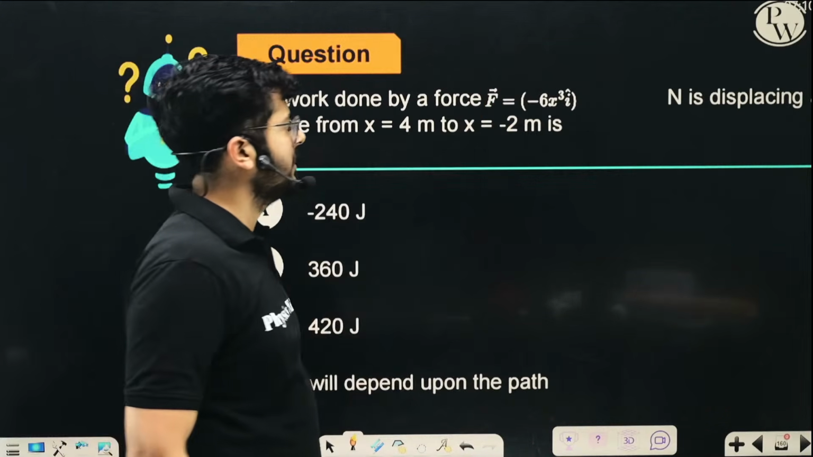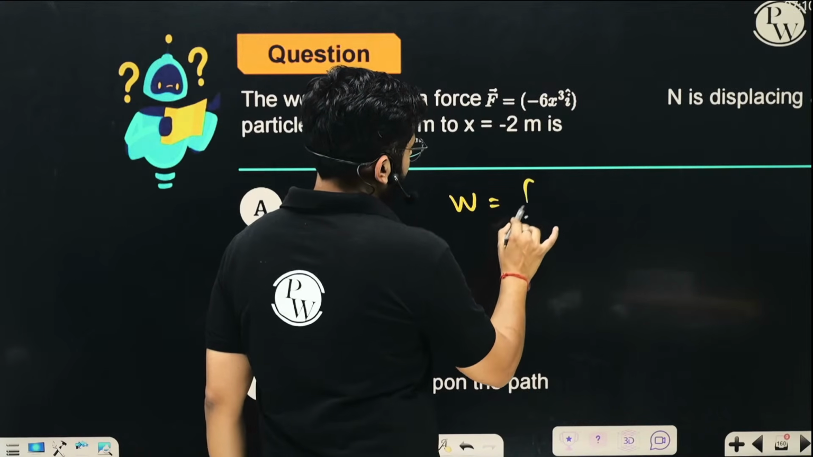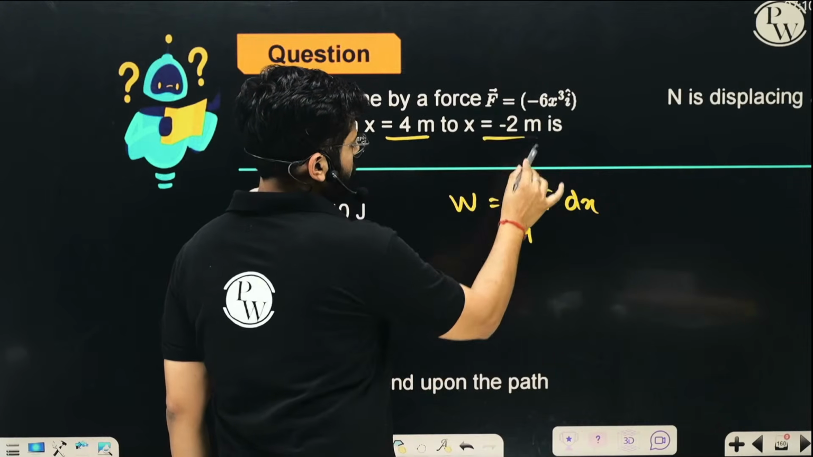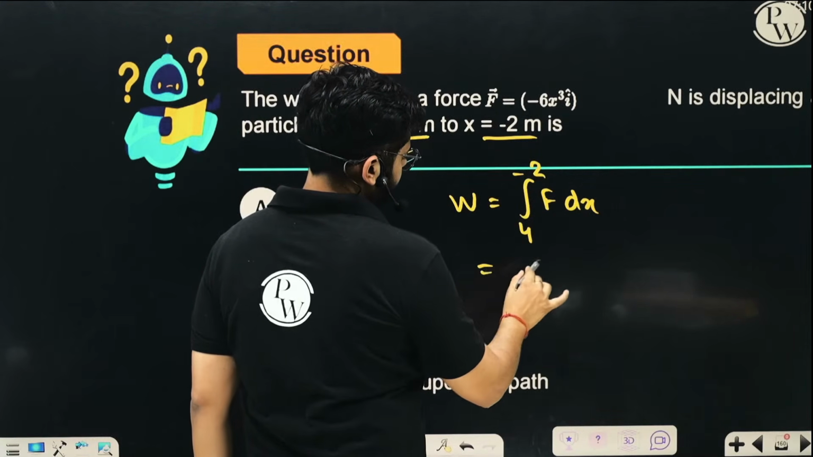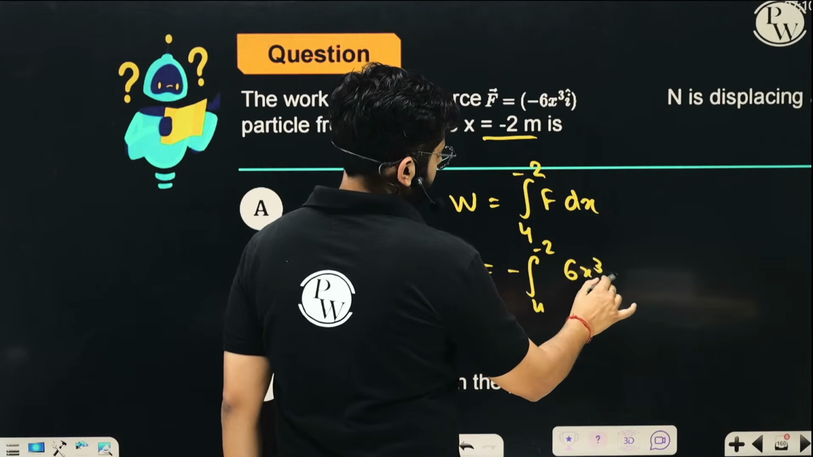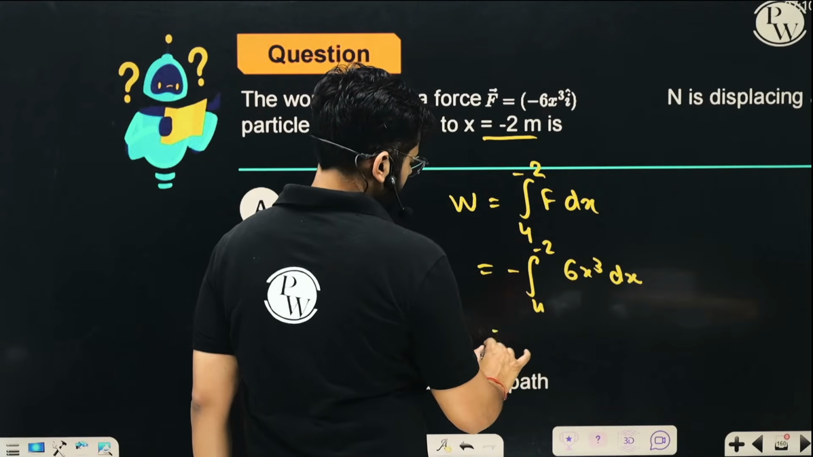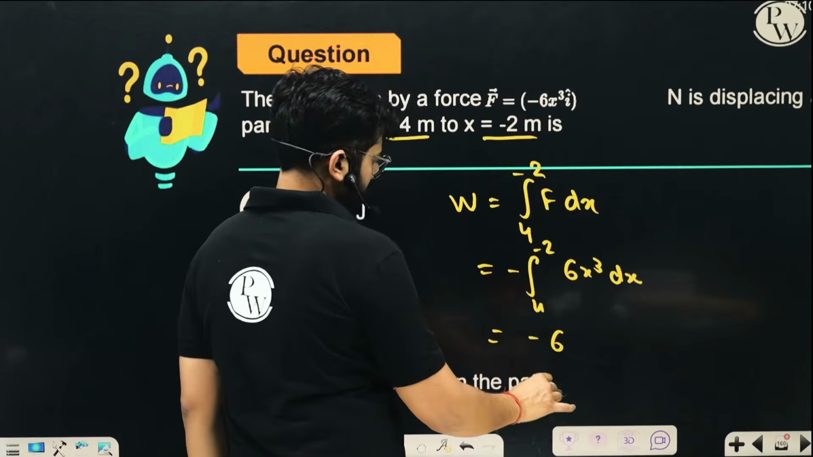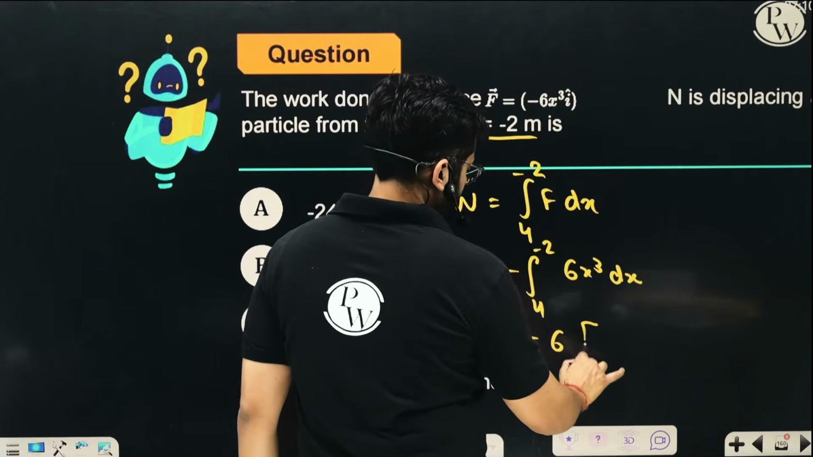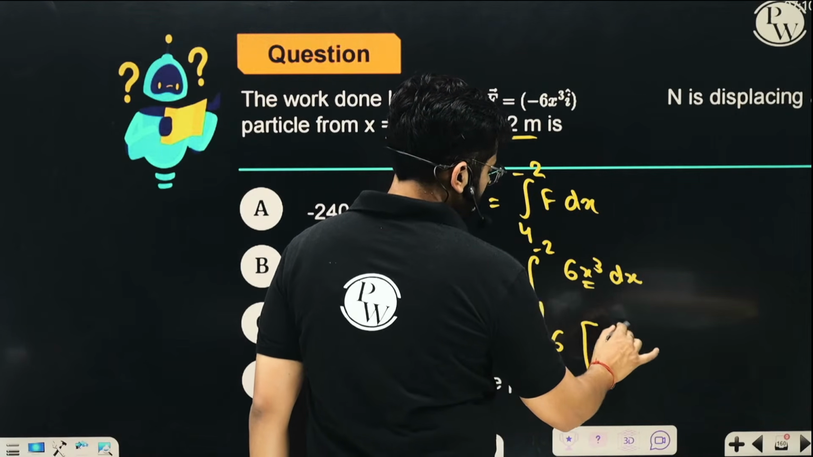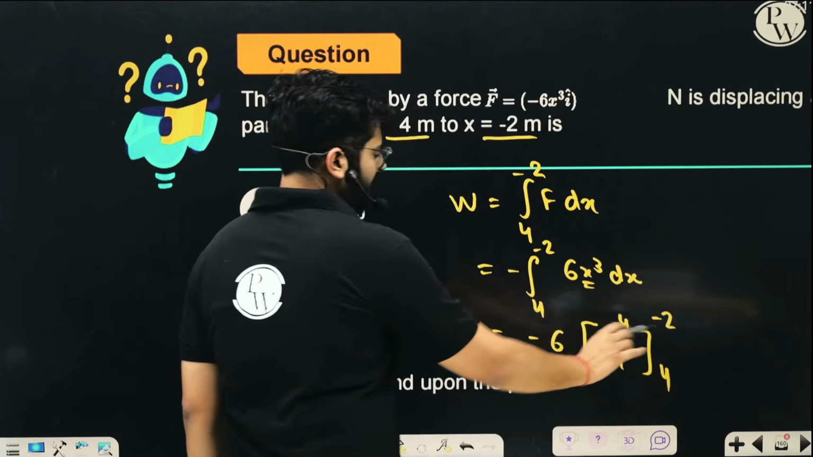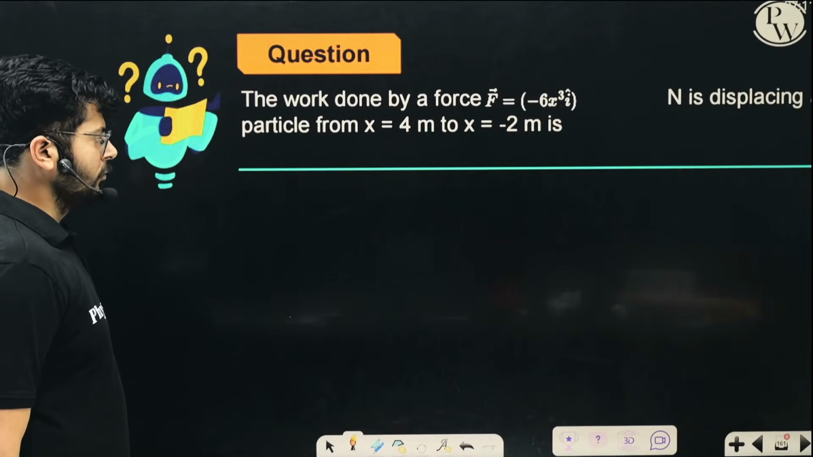Similarly, consider the work done by a force in displacing a particle from x = 4 to x = minus 2. Here we have a variable force. How much work will be done by the variable force? Integrate F dx from x = 4 to x = minus 2. Integration of x cube is x to the power 4 upon 4. The lower limit is 4, the upper limit is minus 2. Put upper limit minus lower limit and that will be your solution. So do the calculation part yourself.